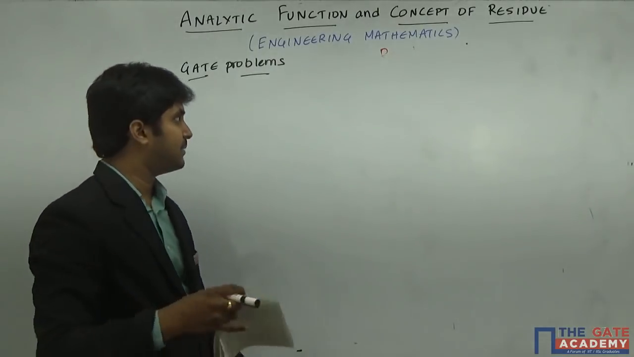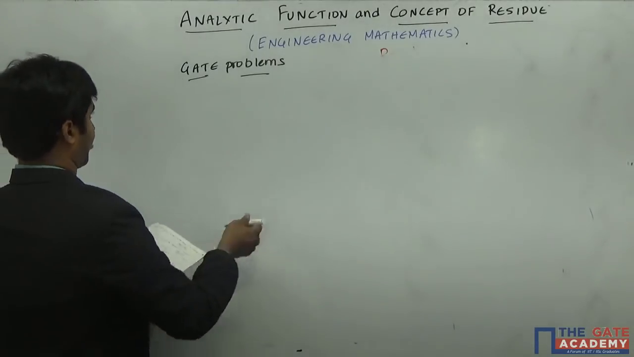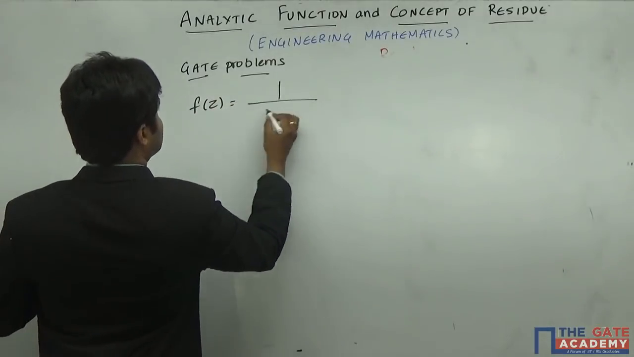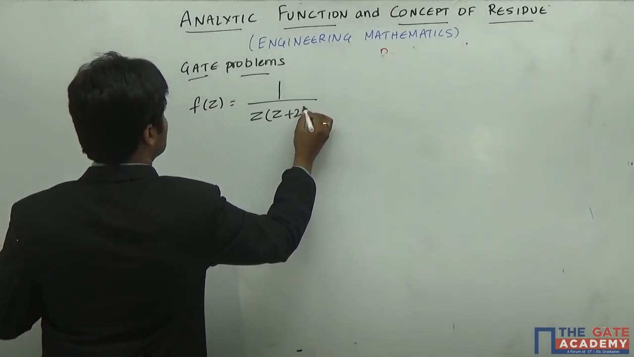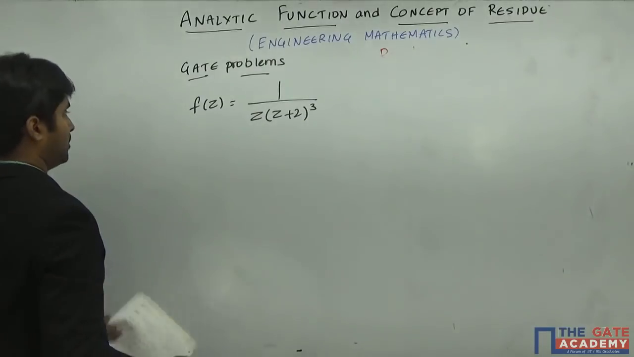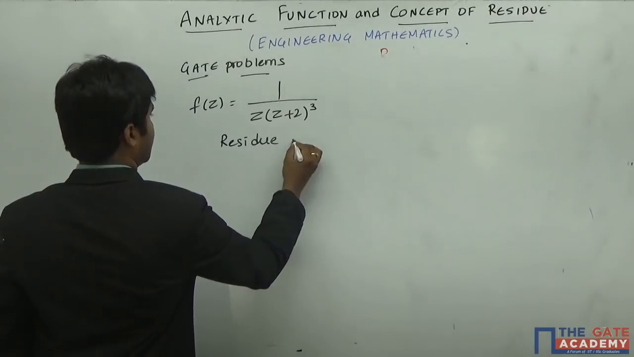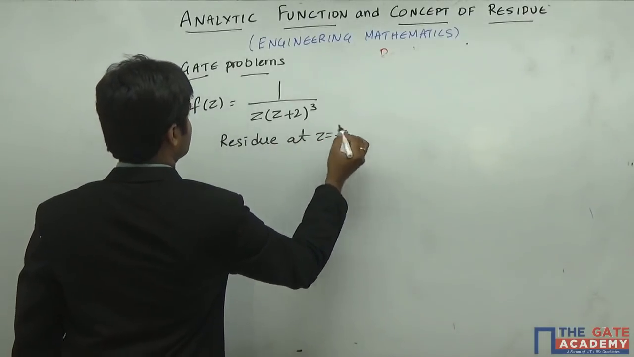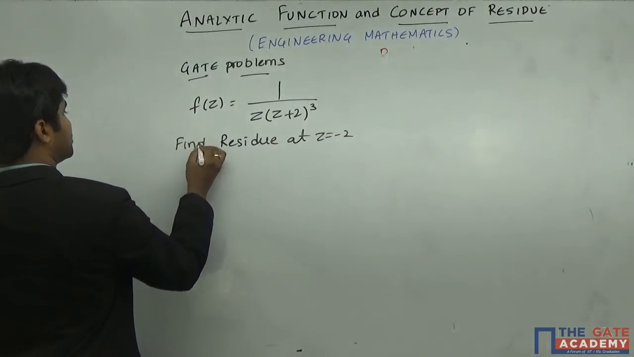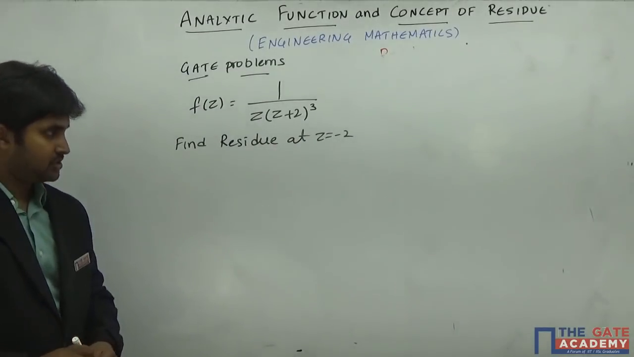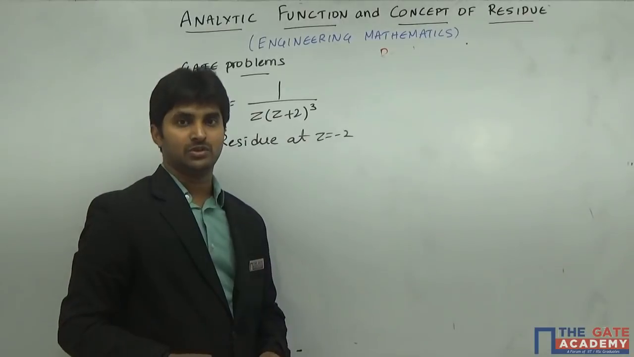So let us take the next example. f of z is equal to 1 by z into z plus 2 whole cube, and we have to find the residue at z is equal to minus 2. So we have to find the residue at z is equal to minus 2. You can try to pause the video and solve the problem.